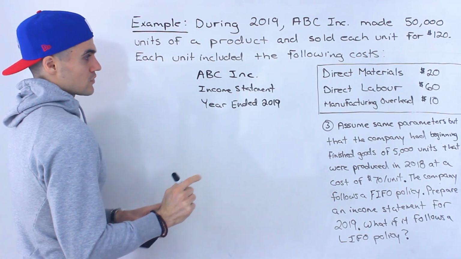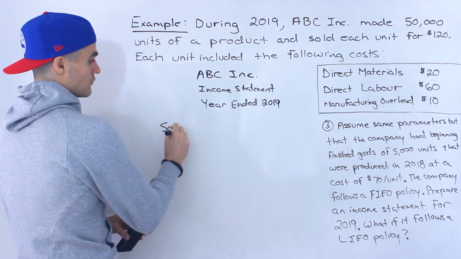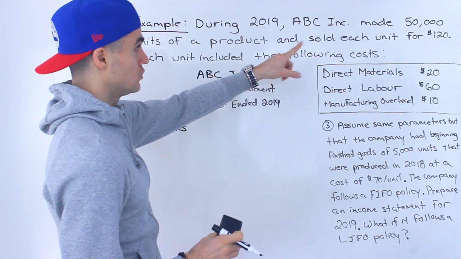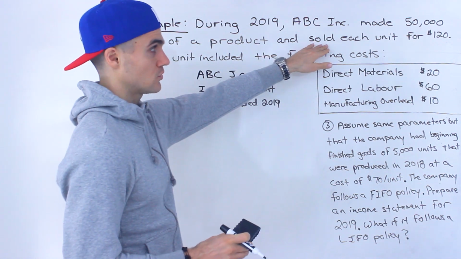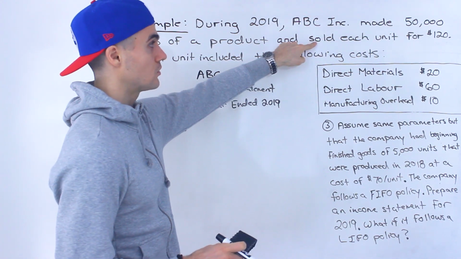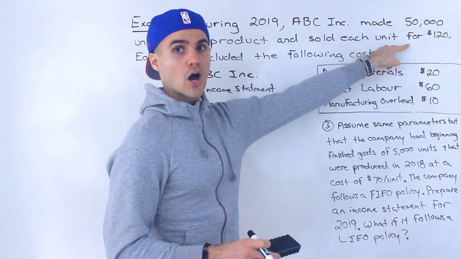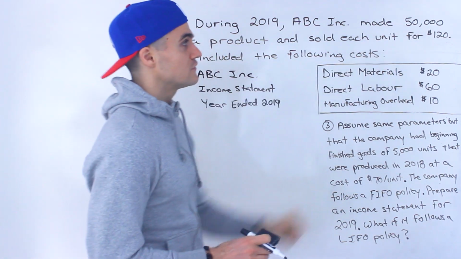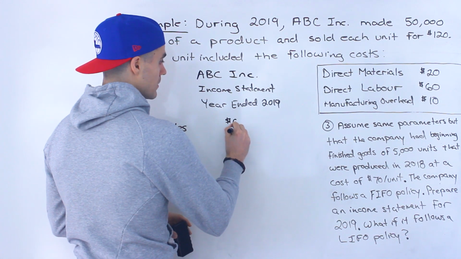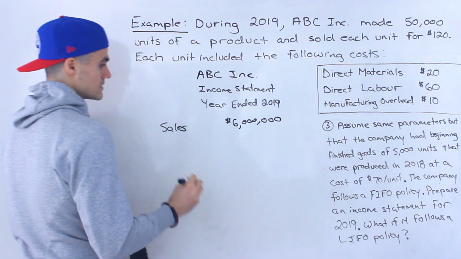All right, so first thing we start with on the income statement is the sales or the revenue. Now we're told that 50,000 units of the product are sold. Not only 50,000 are produced, but that amount is also sold. And so we're selling each unit for $120. So basically 50,000 times 120, that would give us 6 million. So that's going to be the total revenue for 2019.